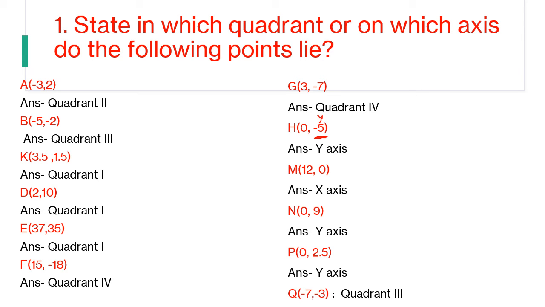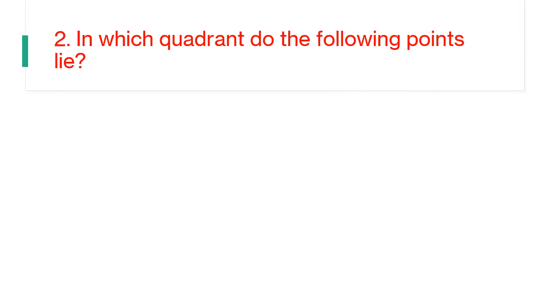Now next one, so minus 7, minus 3, this was easy. Both are negative, so it lies in the third quadrant. Now, in which quadrant do the following points lie? So here is a statement given and we have to write down in which quadrant it is lying.